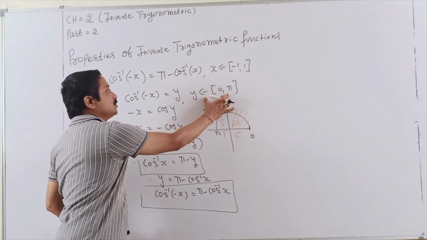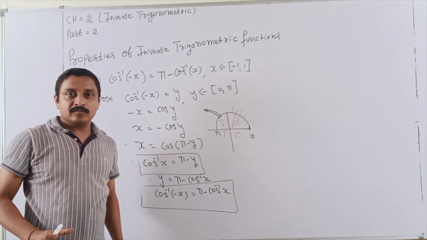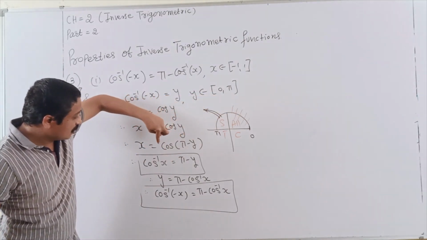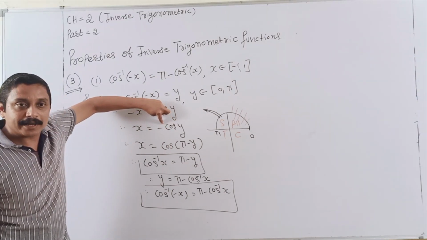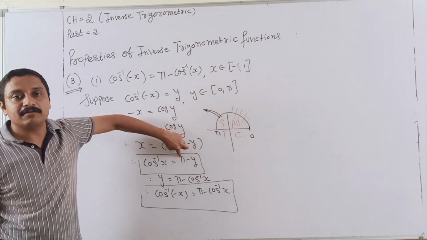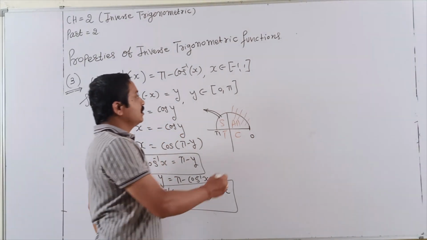In the range of the cos inverse function, 0 to pi, there are two quadrants, the first and the second, but I want negative values of cos y. So when cos is negative, in the second quadrant, that's why I have written here pi minus y. Now the same.